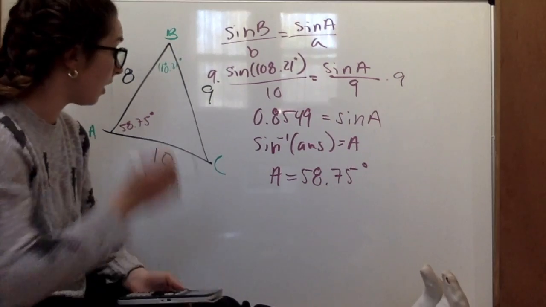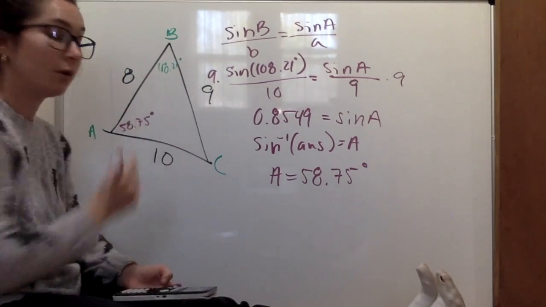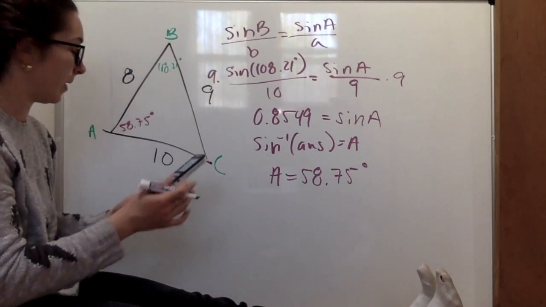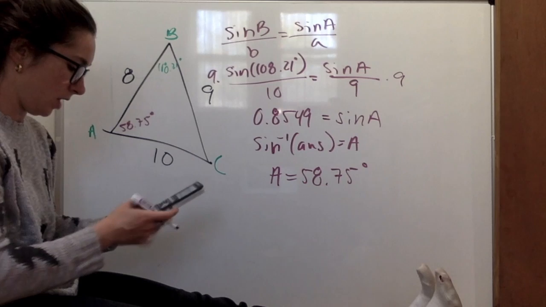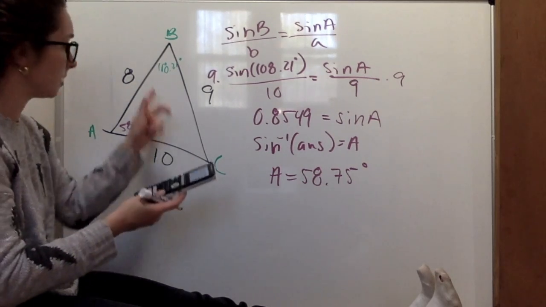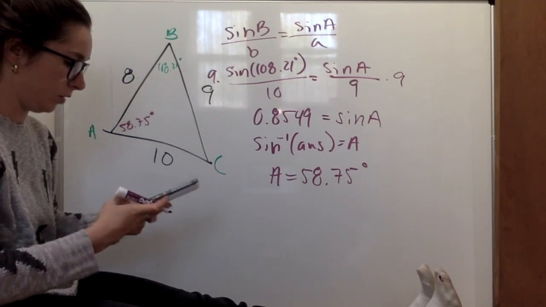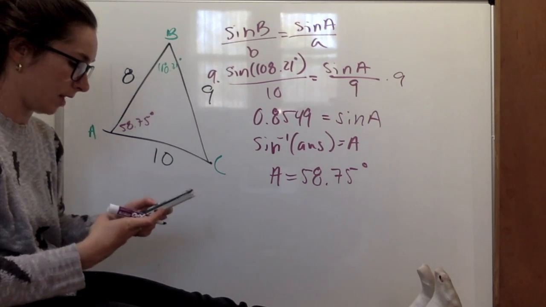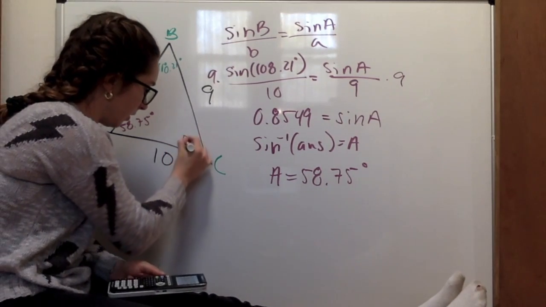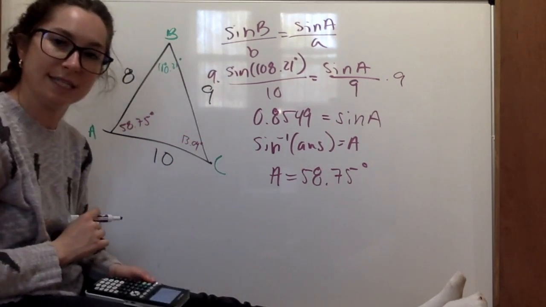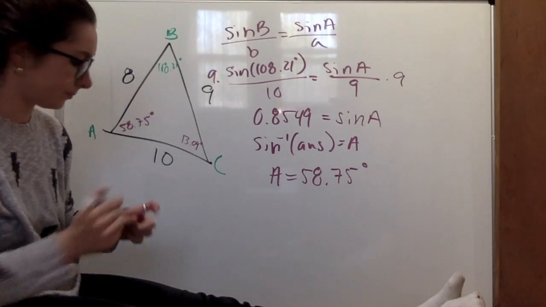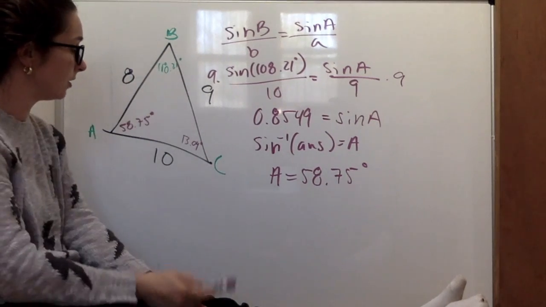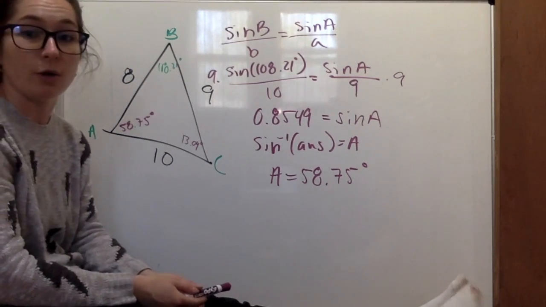Cool. So now I can add up my two angles and find my third one by subtracting from 180. So I have my last one, 58.75 plus 108.21, and that's 166.96, so 180 minus that answer. This angle is going to be 13.04 degrees. Skinny. So now I've solved the triangle. I have all three sides and all three angles using both the law of cosines and the law of sines.